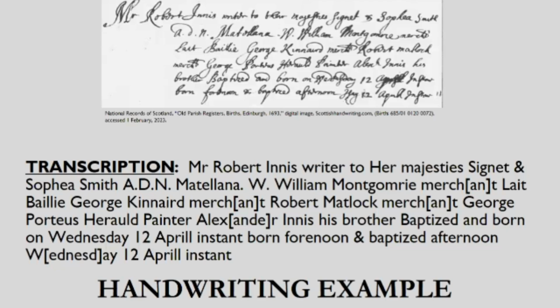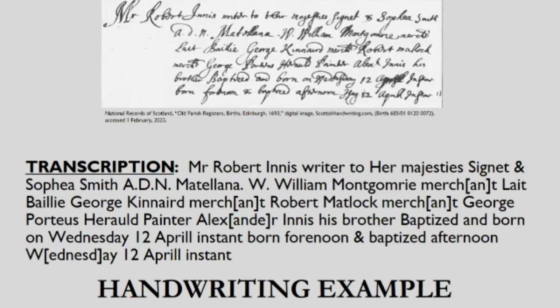And here's an example of what the OPR, or Old Parish Records, looks like. This one here is in Edinburgh in 1693. And here's the transcription down here. Basically, it's going to say Mr. Robert Innes, who would be the father, has come into the registrar's office to register the birth. His occupation, writer to Her Majesty's Signet. So he's got a really nice job. And Sophia Smith. Sophia will be the mother, and they're going to use her maiden name in the document.